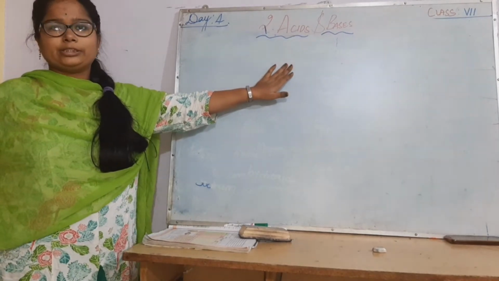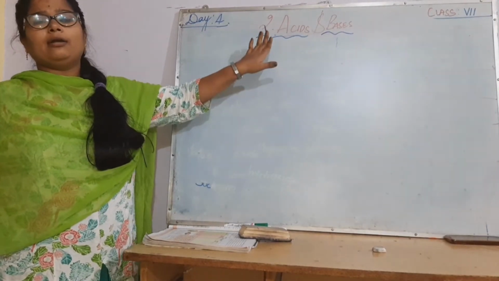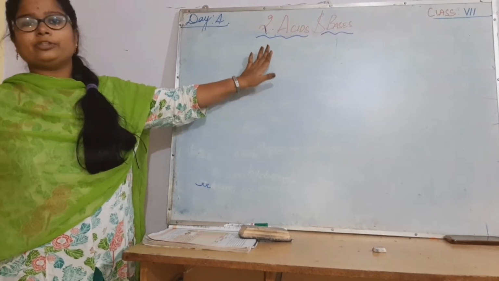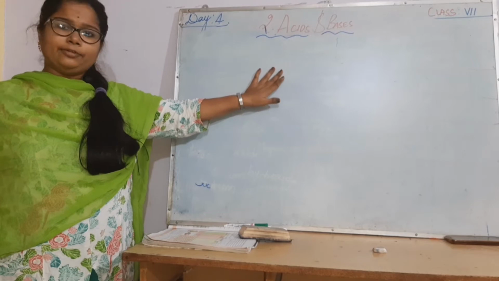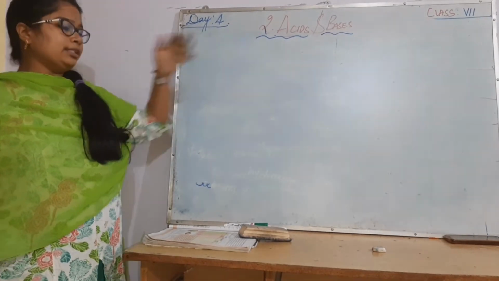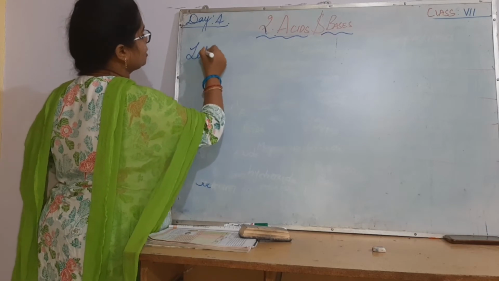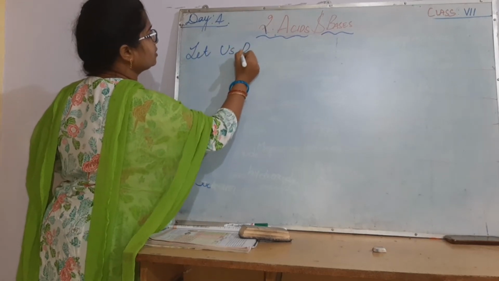We have completed which substances are acidic in nature, which are basic in nature, which turn blue litmus to red and which turn red litmus to blue. Everything we have discussed. Now let us do activity 6.